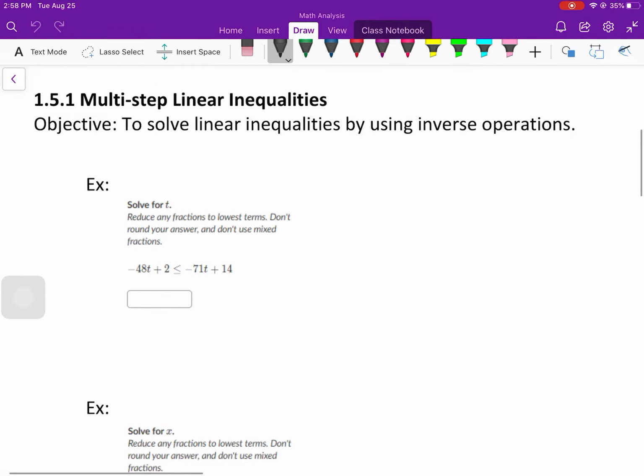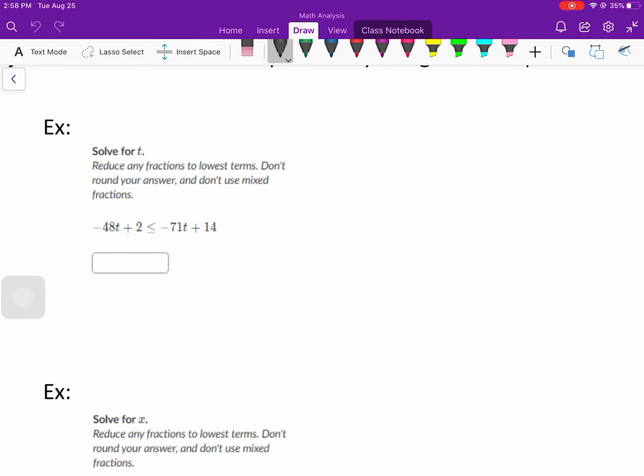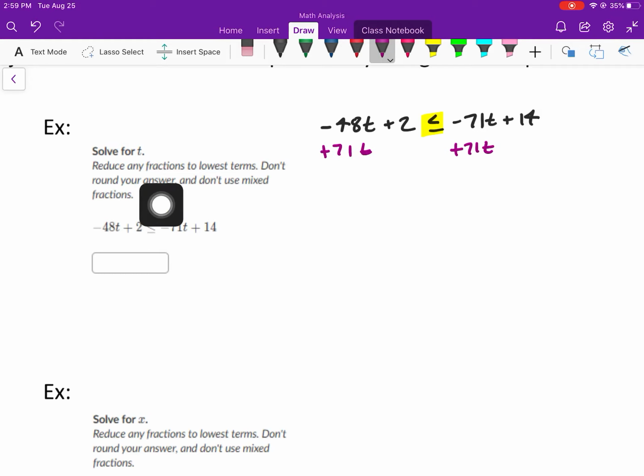There's one thing you have to remember: when you divide by a negative, you need to flip the inequality. So for this one, we have negative 48t plus 2 less than or equal to negative 71t plus 14. Treat this like it's an equal sign. If I add 71t, I'm going to add it to the other side as well. Other side of what? The other side of the inequality, just like as if it was an equal sign. And then negative 48 plus 71 is 23, I believe.